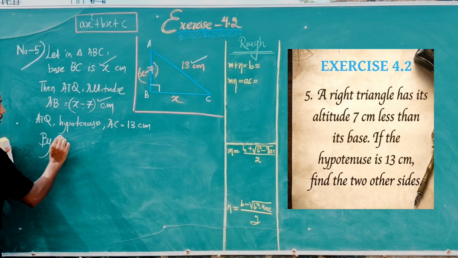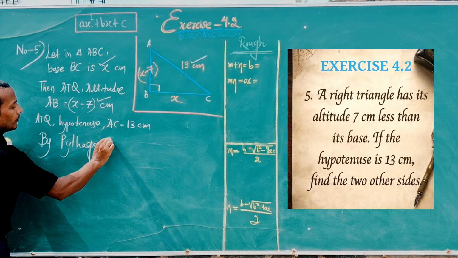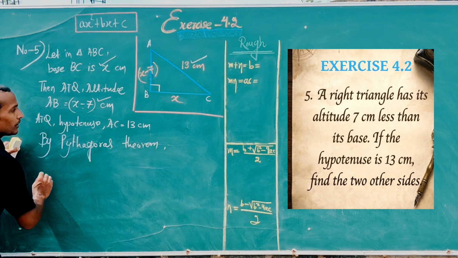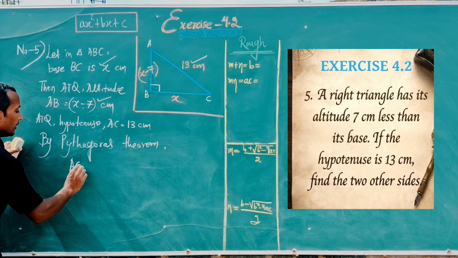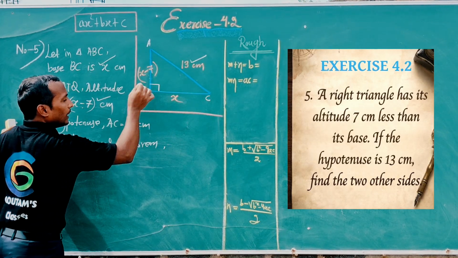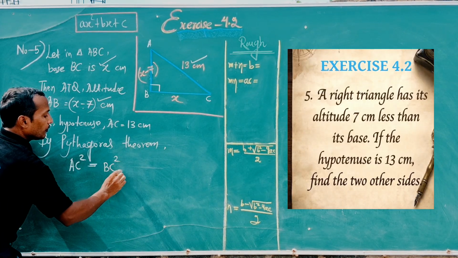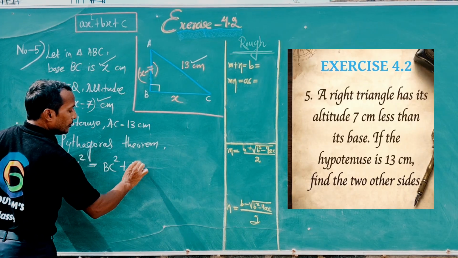By Pythagoras theorem, we know that hypotenuse square means, what is hypotenuse here? AC. AC square is equal to square of the base plus square of the altitude. Base is BC, so BC square plus AB square, altitude square.